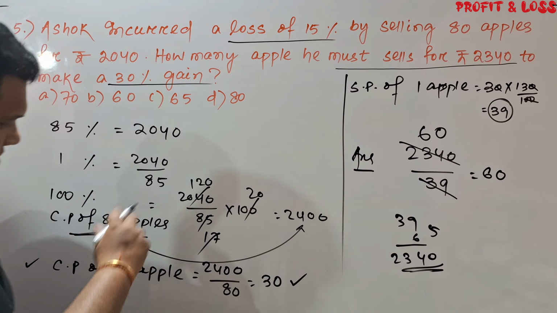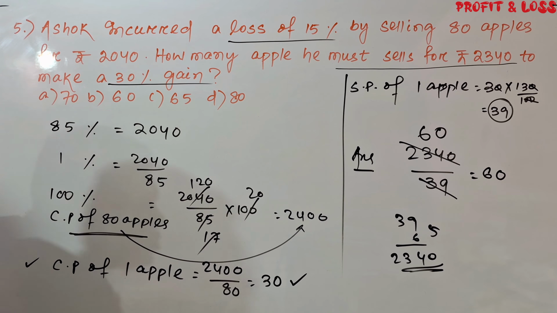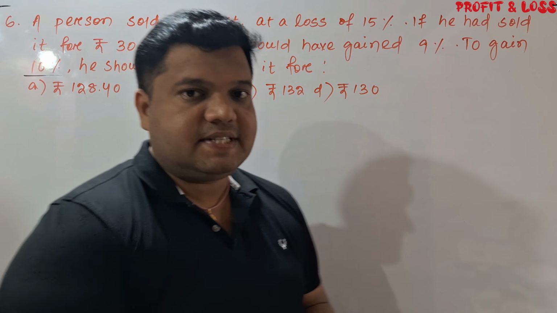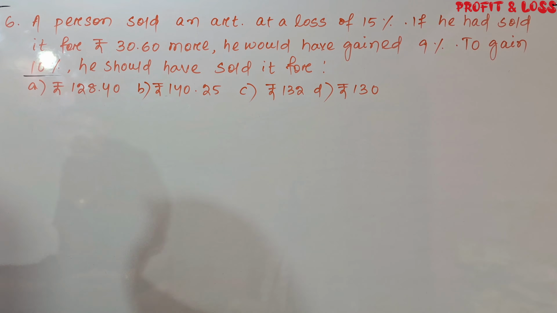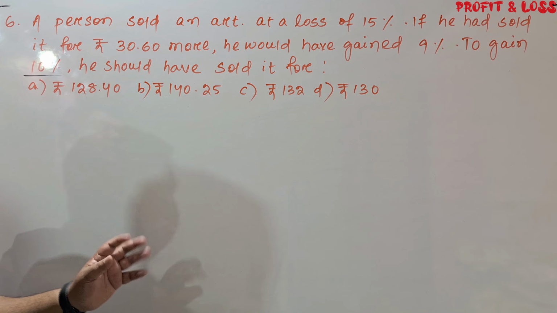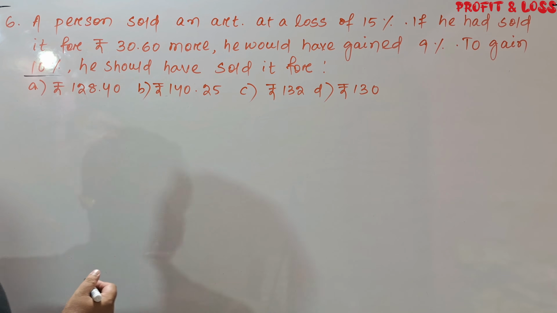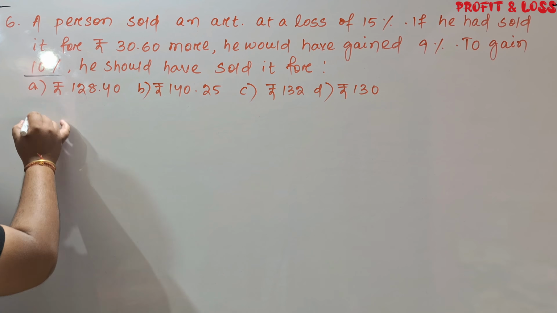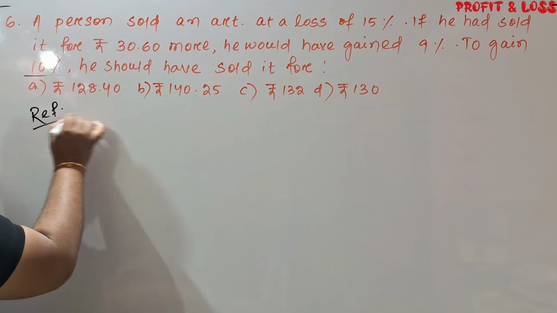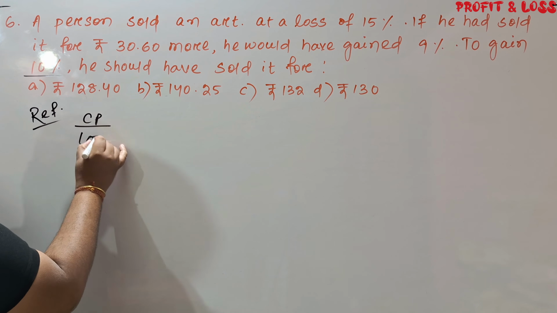Okay, write it down. This is the thought process. Just do practice. Write it down or take the screenshot here. Look at question number 6. Here it is given a person sold an article at a loss of 15%. The cost price is not given in this particular question. As the reference, let's say cost price is 100 units.